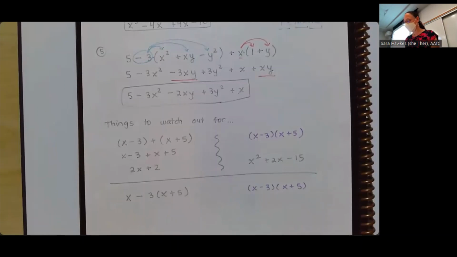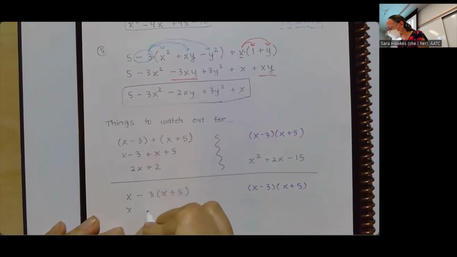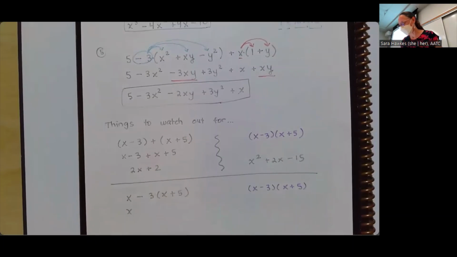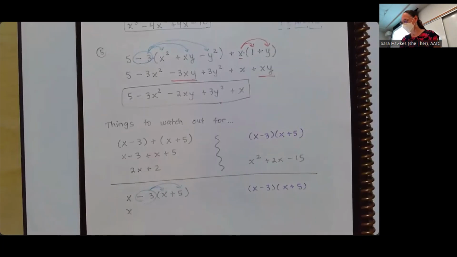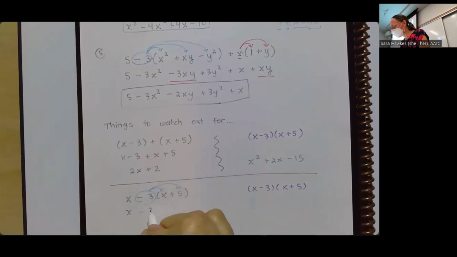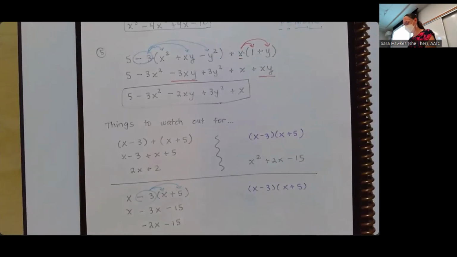Again, here, if I were finishing that out, I can't combine anything in the parentheses, so I would move on to multiplication. And if I distribute that out, I'd have x, and then distributing my minus 3, that'd be a negative 3x and a negative 15, which would combine together to give me negative 2x minus 15.